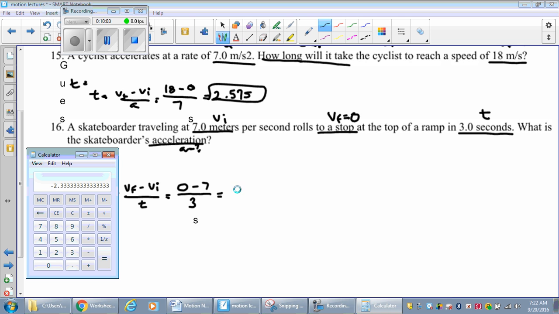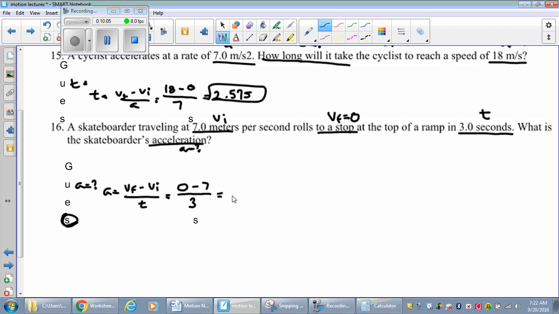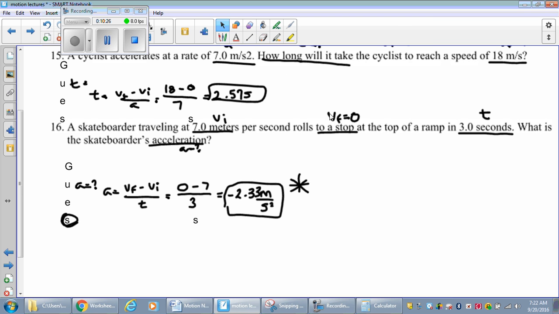Negative 2.33 repeating, right? And what's the unit for acceleration? That's meters per second squared, right? So this means I was slowing down or accelerating in the negative direction. So be very, very careful with your sign and make sure that you always plug in the correct value for V final, right? Just because you don't always just put in the bigger number because it's first, right? You have to follow the format. All right, good luck.